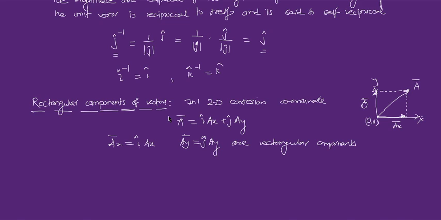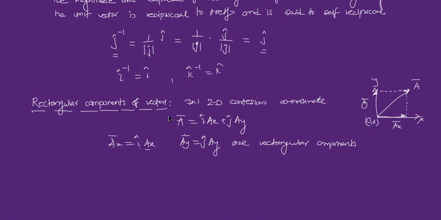Vector AX bar is i cap into AX. AX is magnitude, i cap is direction, and the product of this becomes the rectangular component AX bar. Similar is the case here: j cap is its direction, AY is magnitude, and the product gives me AY bar, and that is the rectangular component. So this vector A bar can be resolved into these two components, AX bar and AY bar, and these are called its rectangular components. Here I should write AY bar. These two vectors, this is AY bar and this is AX bar.